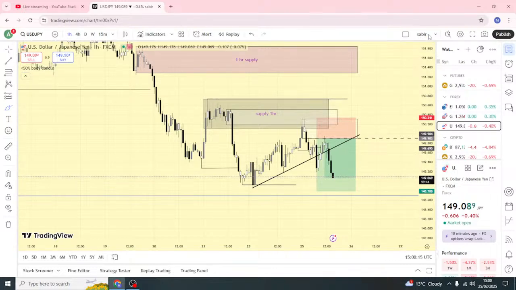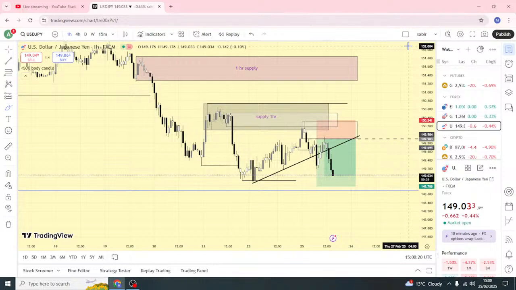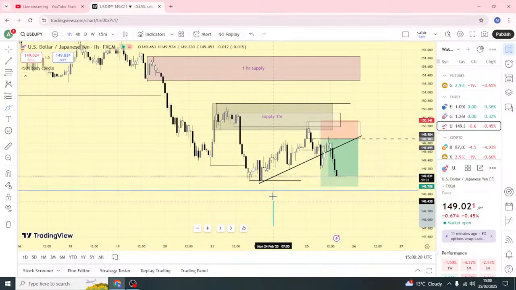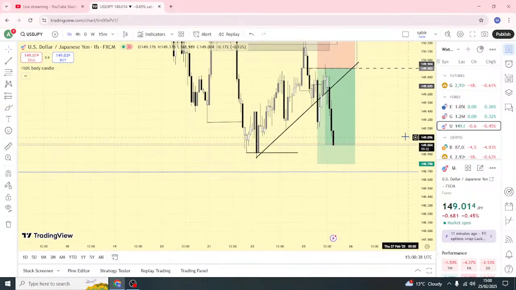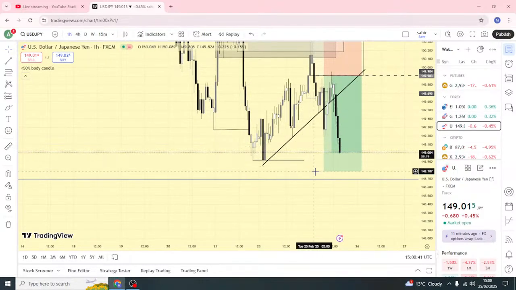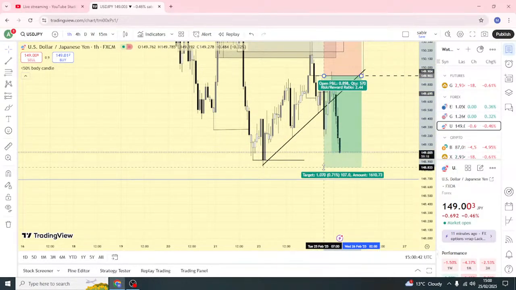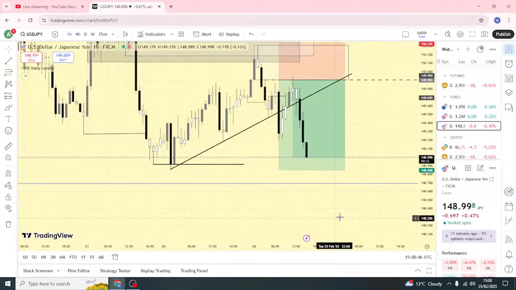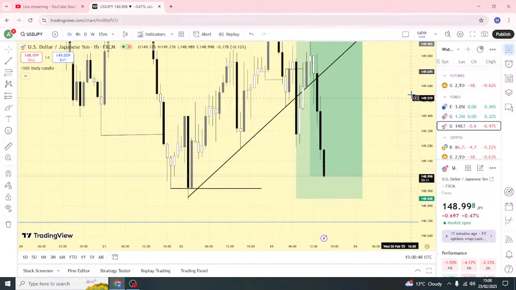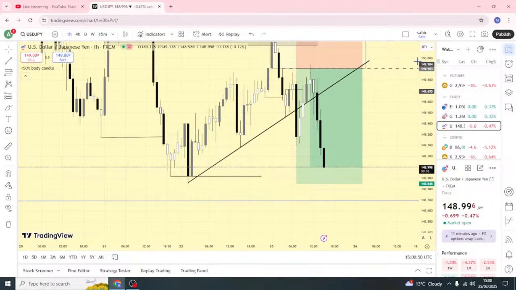You can see it live. I think it's enough for today. Hope you guys enjoyed this. Let's wait for this to hit our TP, guys. This low here is my TP point. Okay guys, pushing down very clearly. Hope it touches our TP.